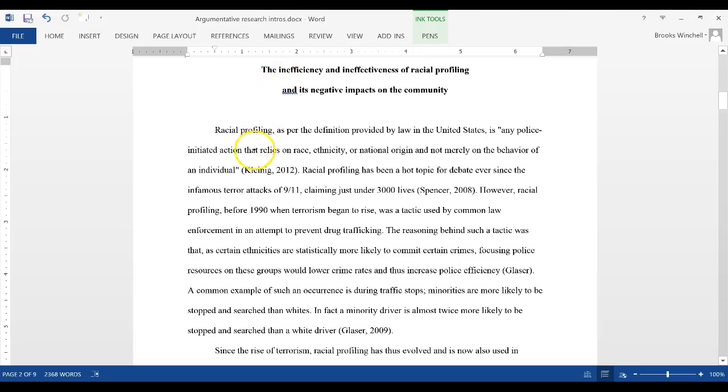So let's start here with this one. This is from an essay called The Inefficiency and Ineffectiveness of Racial Profiling and Its Negative Impacts on the Community, which is a pretty nice title too. We can see that this is obviously a paper against racial profiling before we start reading it. But let's take a look at the exposition in the introduction and see how the person develops his exposition.